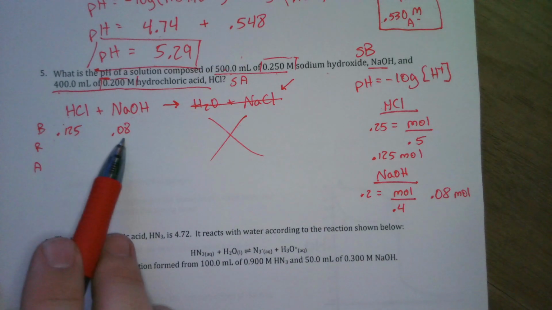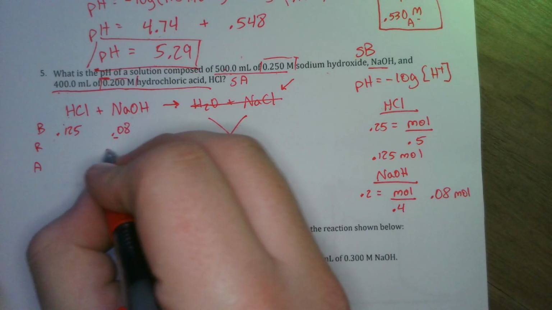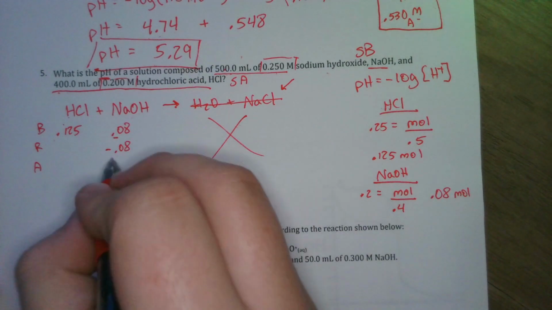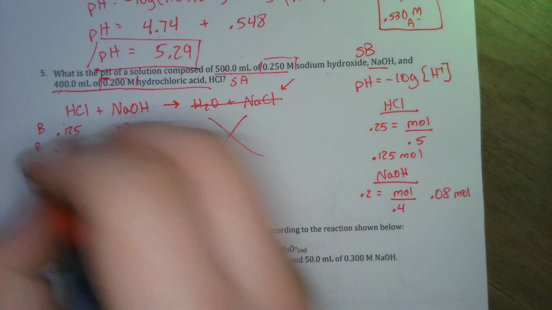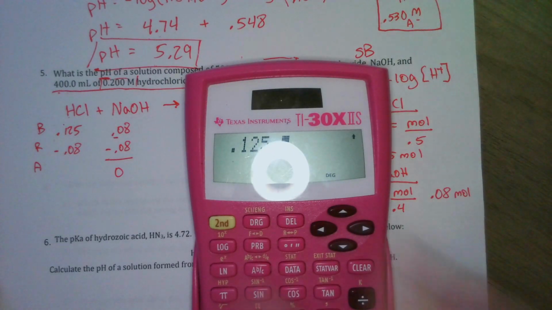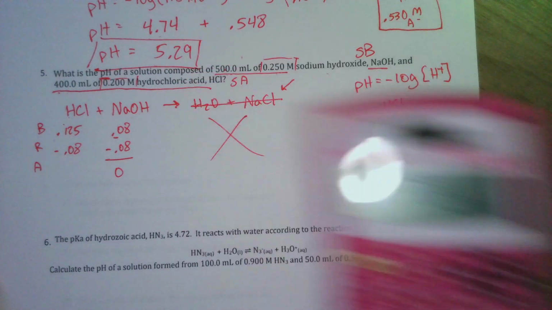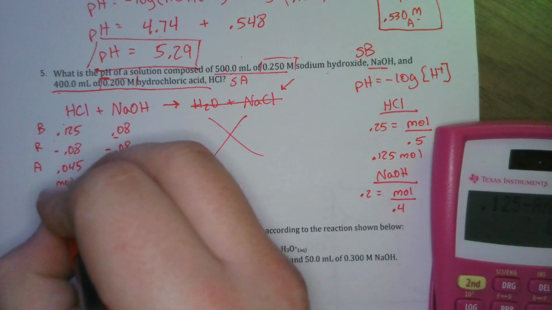When these two things react, they'll react until the limiting reactant is used up, which is basically the smaller number. So subtract the smaller number, and you'll have none of that left over. Subtract the smaller number also over here. 0.125 minus 0.08 is 0.045 moles of HCl left over.